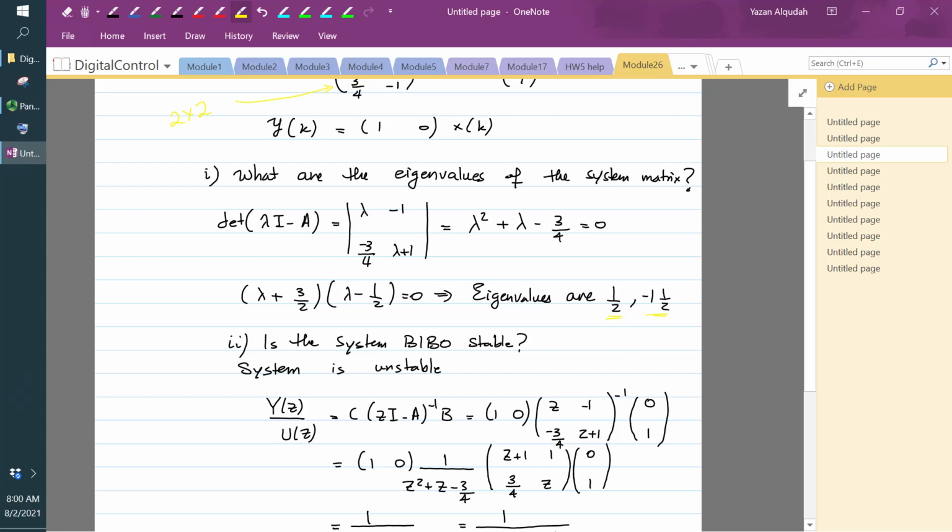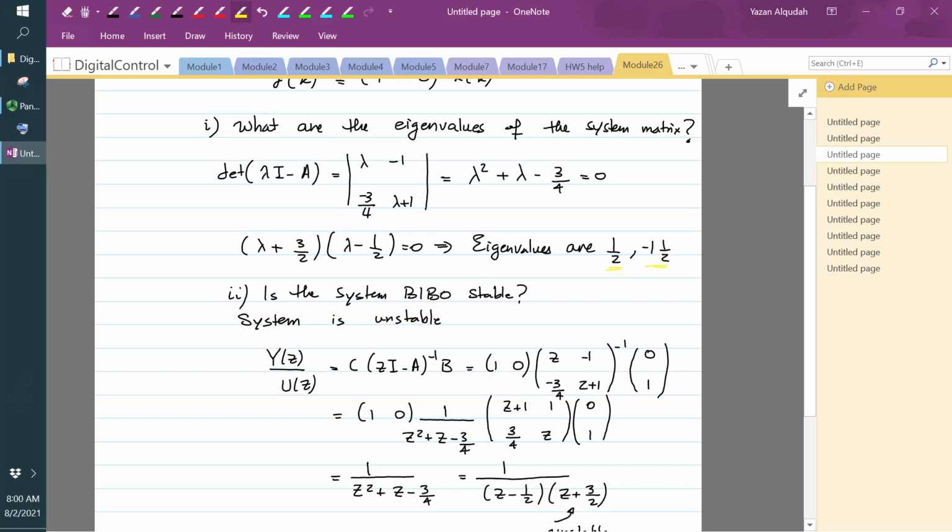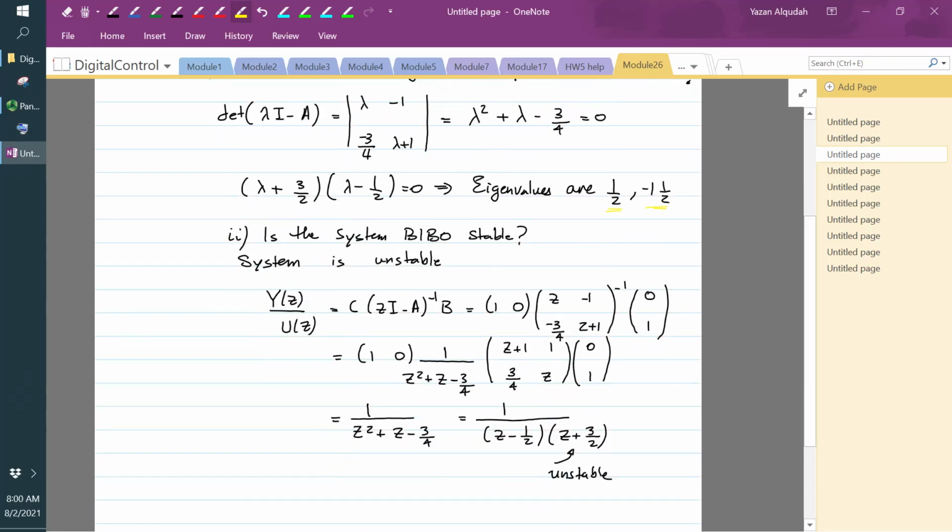1.5. Is the system stable? No, the system is not stable. Why is the system not stable? Because we have a pole at negative 3 over 2, which means it's outside the unit circle. So my pole at 1/2 is inside the unit circle, it's fine. This pole at negative 3 over 2 is outside the unit circle, and therefore the system is not stable.